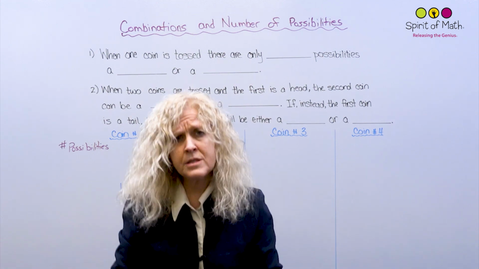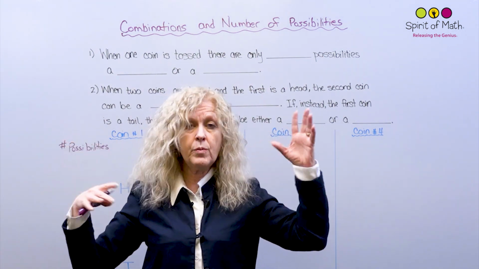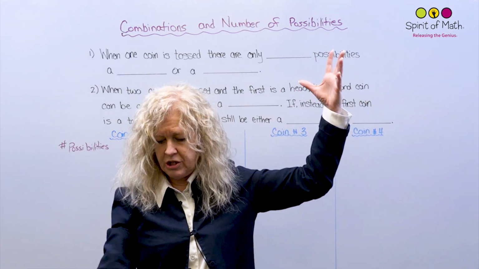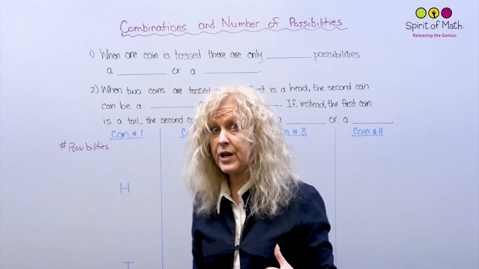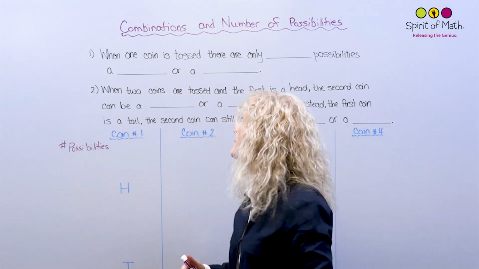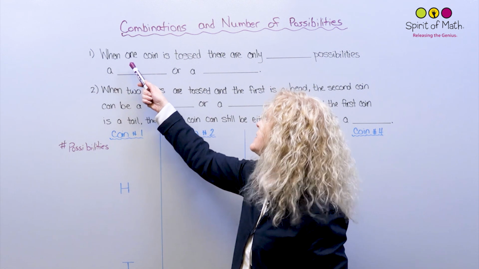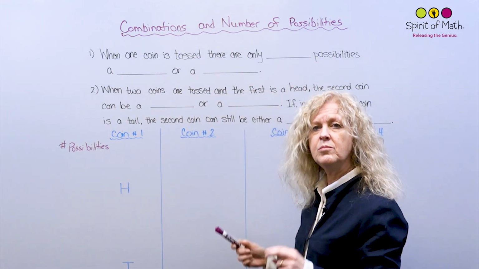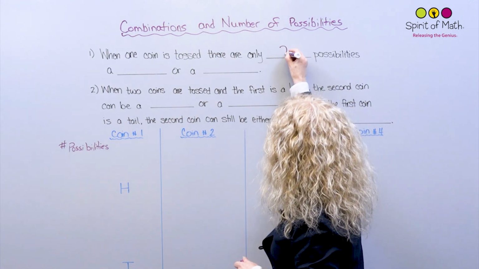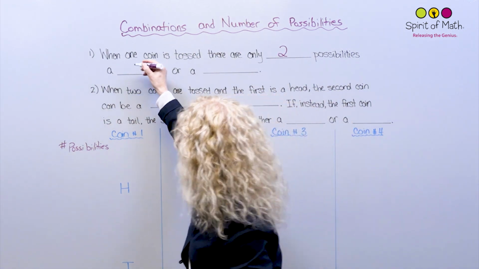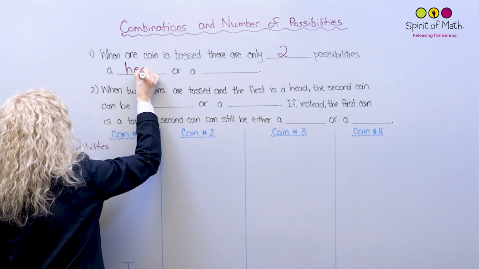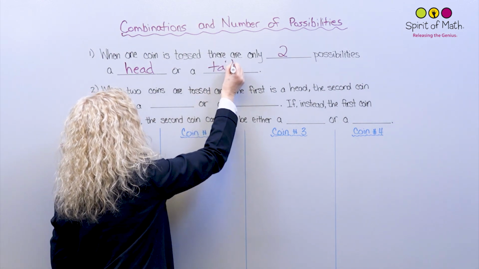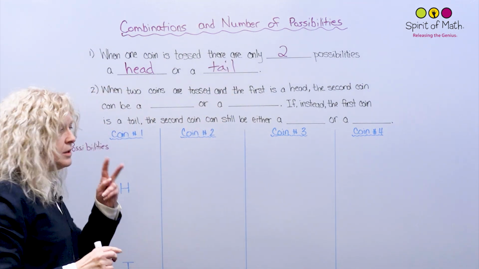So let's look at how you can use that with a whole bunch of combinations. We're going to actually add on other coins, so you don't just have one coin, you have many others. Let's see what happens, because it's a really neat math pattern. So first of all, let's go through this. When one coin is tossed, there are only how many possibilities? Only two. Two possibilities. And it will be either a head, which we talked about, or I hope you said tail. Okay, good. All right, so you know there's two.